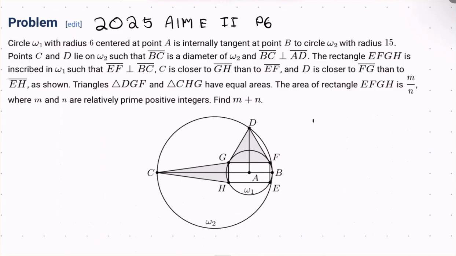perpendicular to AD. The rectangle EFGH is inscribed in omega 1 such that EF is perpendicular to BC, C is closer to GH than to EF, and D is closer to FG than to EH, as shown. Triangles DGF and CHG have equal areas. The area of rectangle EFGH is m over n, where m and n are relatively prime positive integers. Find m plus n. Okay, let's solve this problem together.